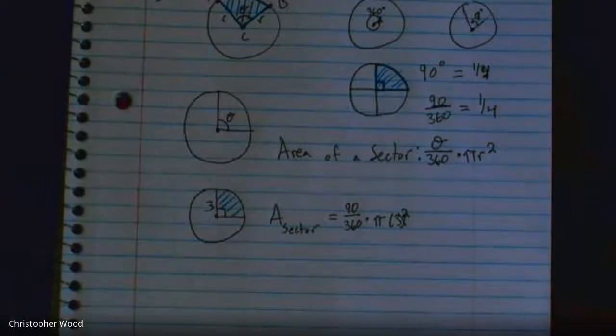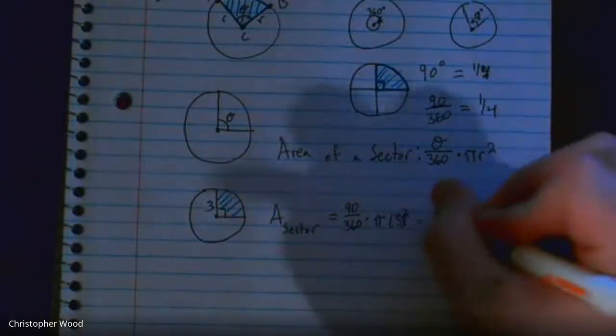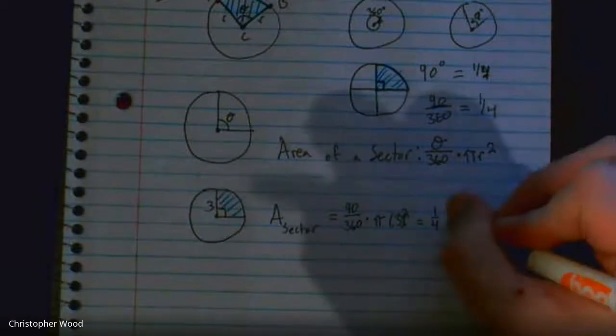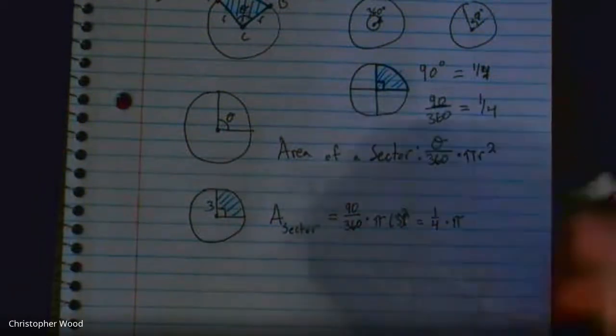And then I just go through and simplify this. I simplify 90 over 360, which we already know is 1 over 4, times pi. And I know 3 squared is 9.